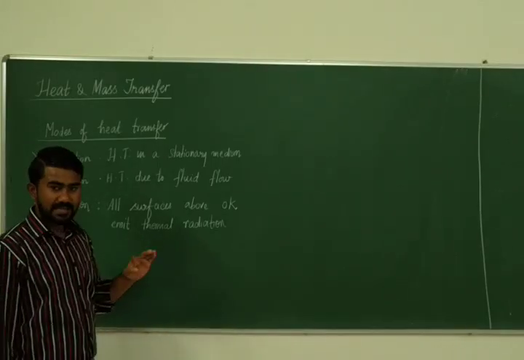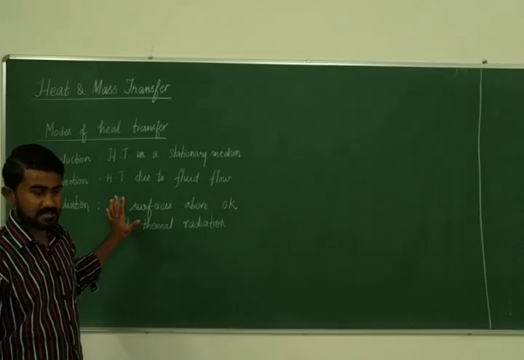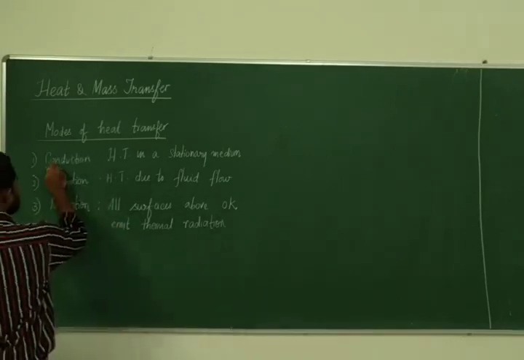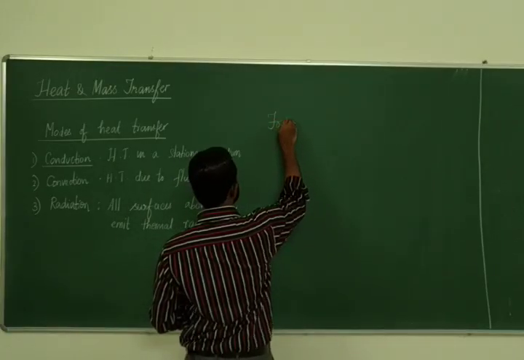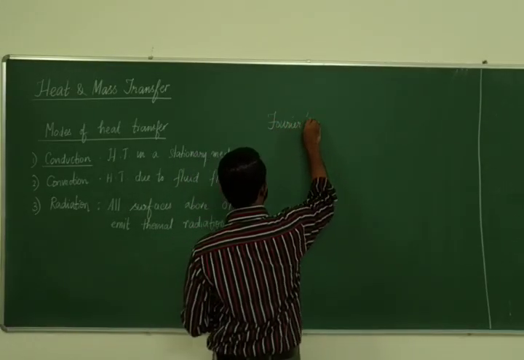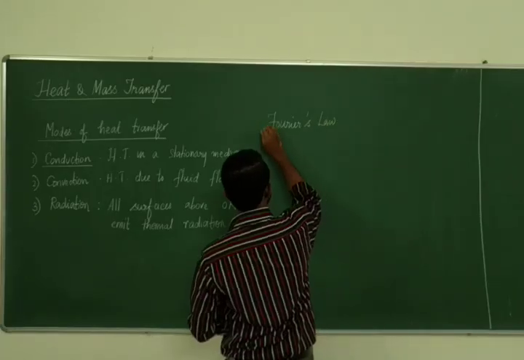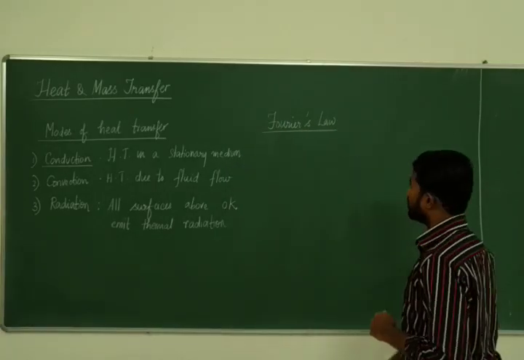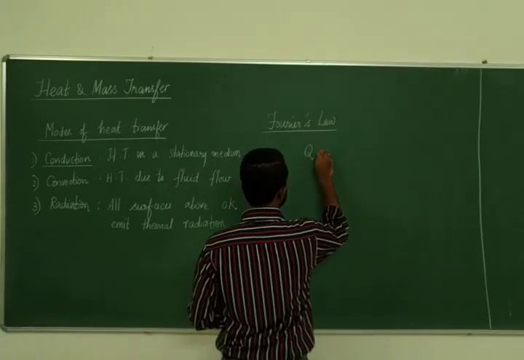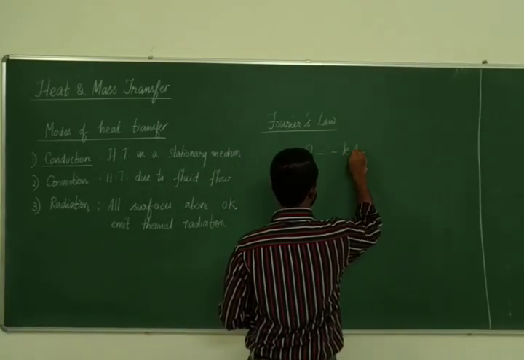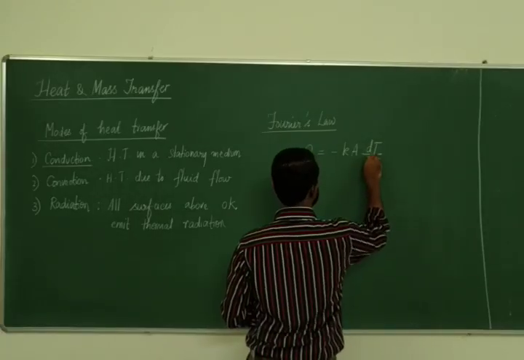Now we learn three rate equations for the three modes of heat transfer. For the first mode, that is conduction, the rate equation is called Fourier's law of conduction. What does Fourier's law say? The heat transfer is given by minus kA dT by dx.